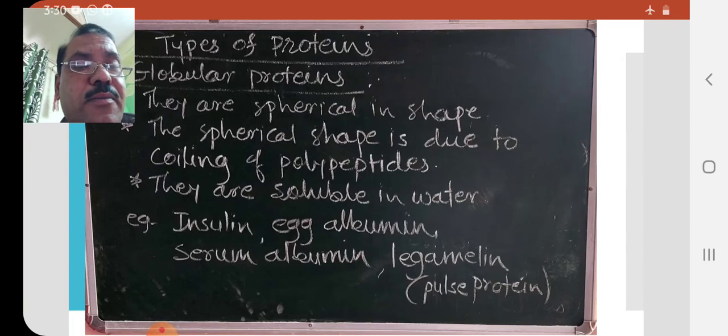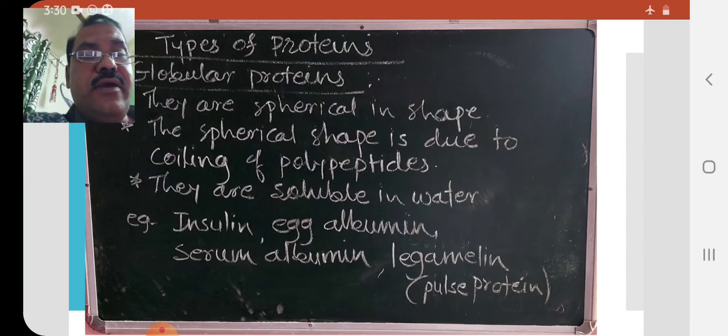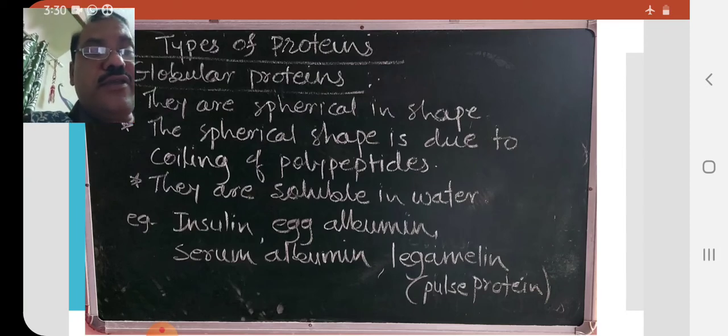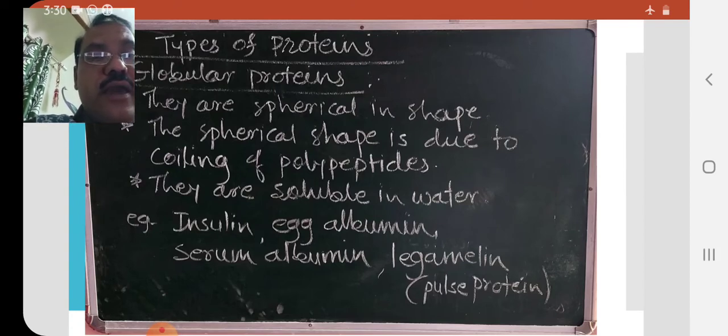Legumelin is a protein which is obtained in the pulses. All the proteins in pulses are called legumelin. Insulin is secreted by the pancreas. Egg albumin is found in the white of egg. So all these proteins are globular proteins.